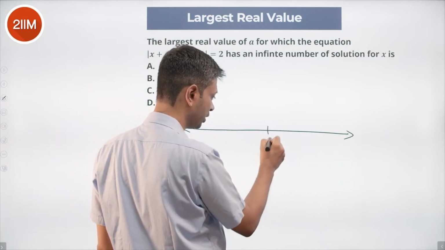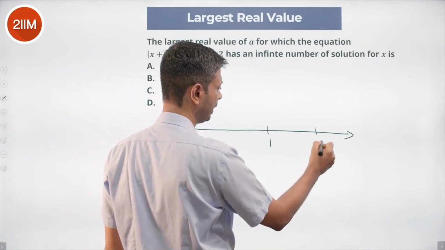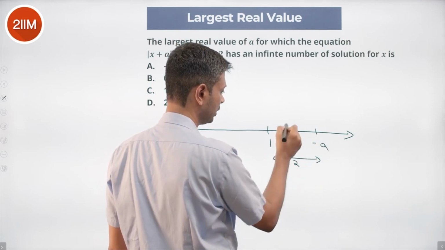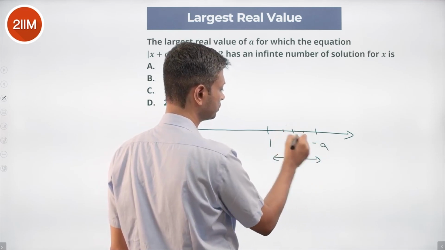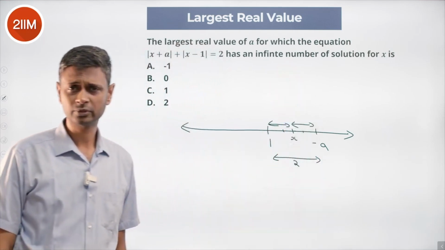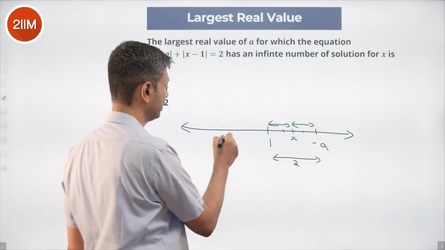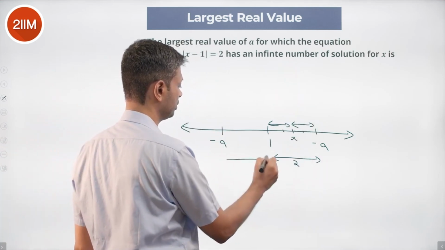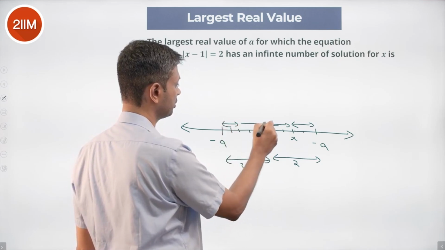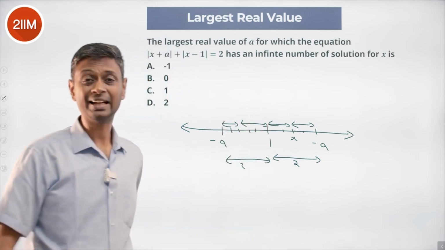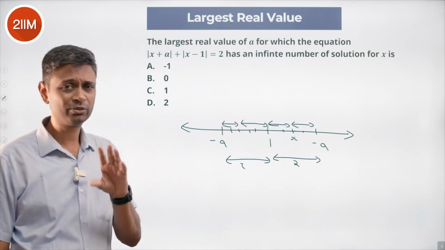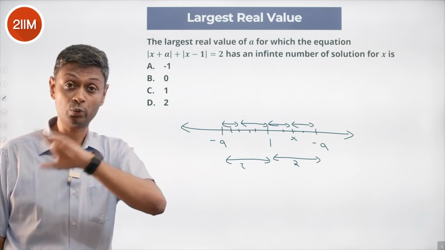We have 1 here, minus a here. This distance should be 2. X being anywhere here, this plus this will be 2. Or minus a could be here, this distance being 2. X being anywhere here, this distance plus this distance would be 2. And that is the kind of scenario we're looking for. Otherwise, there will be a unique number of solutions, so values for which it will work.